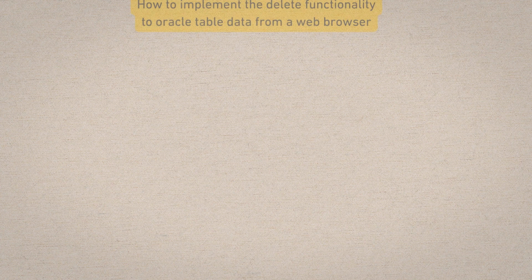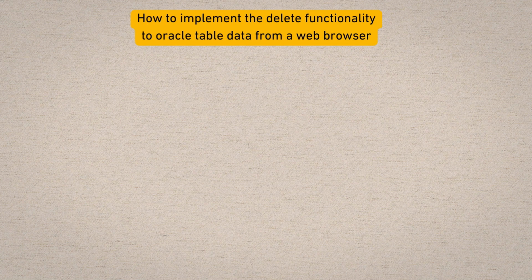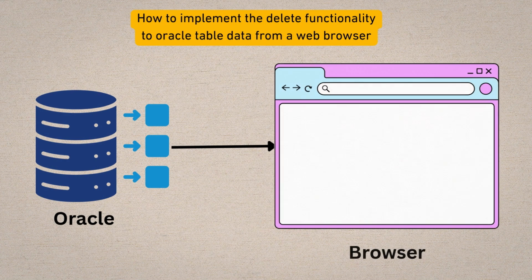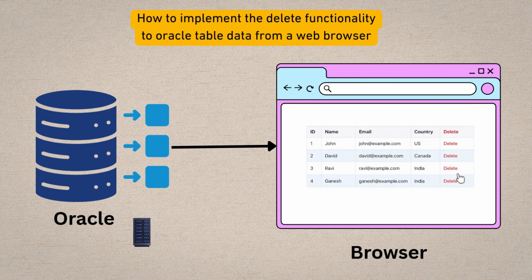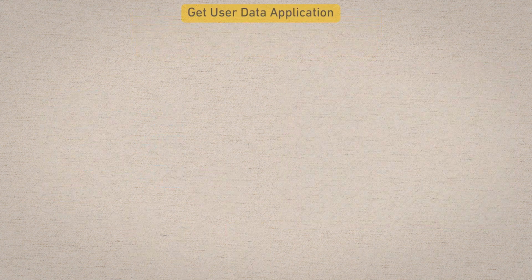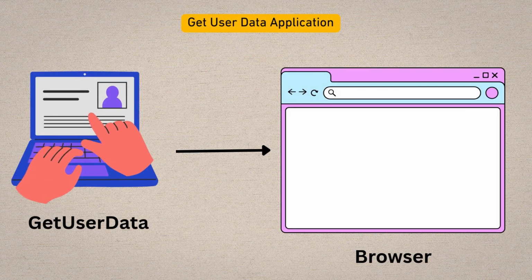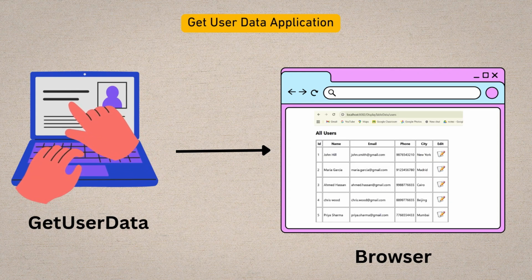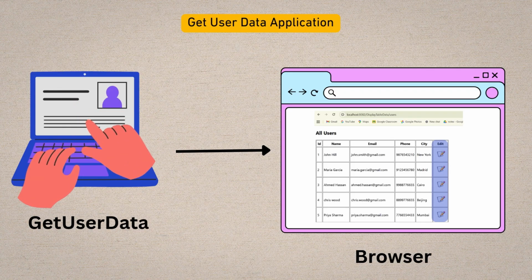In this video, we will see how to implement the delete functionality for Oracle table data directly from a web browser using servlets, JSP, JSTL and HTML. We already have a get user details application that retrieves data from an Oracle database and displays it in the web browser. It also includes an edit functionality.